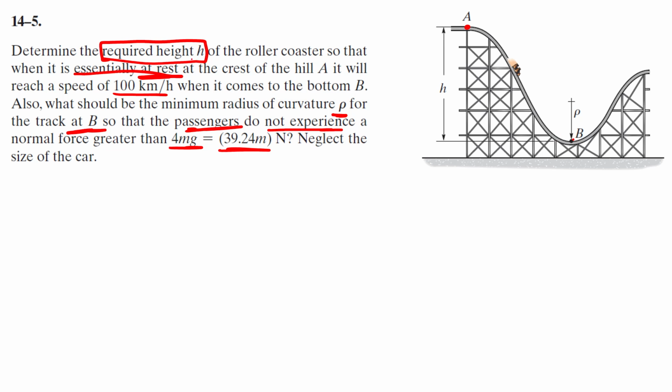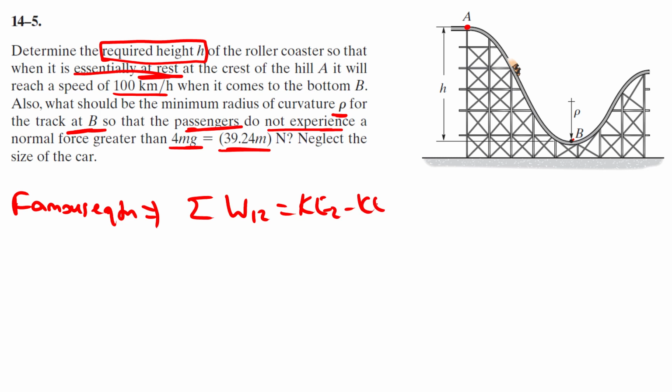Now let's try to solve it. First, I will start with the required height h, and then we will move on to the next part. So again, our famous equation, guys, that is the work from 1 to 2 is kinetic energy at 2 minus kinetic energy at 1. And then kinetic energy at 1 is 0, because it starts at rest. That's kinetic energy at A.